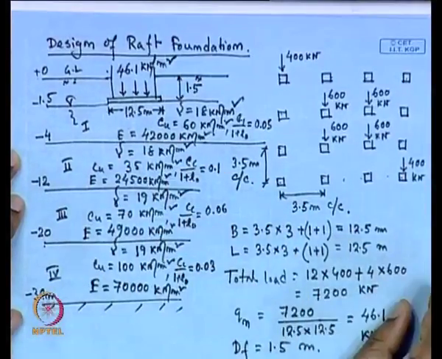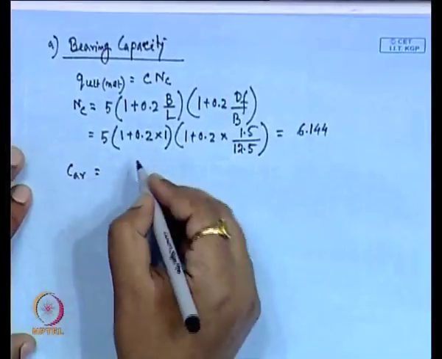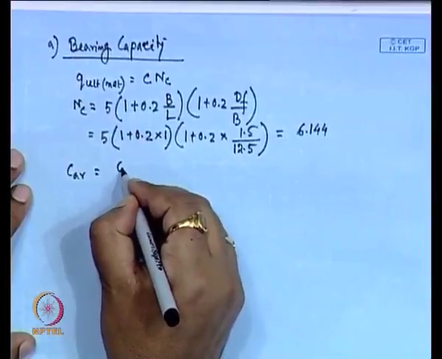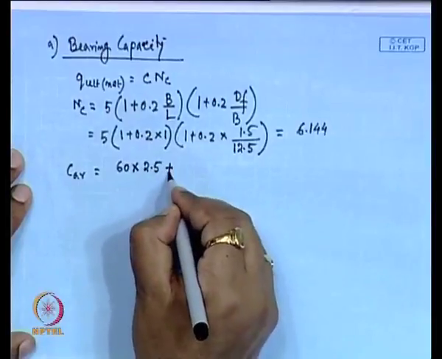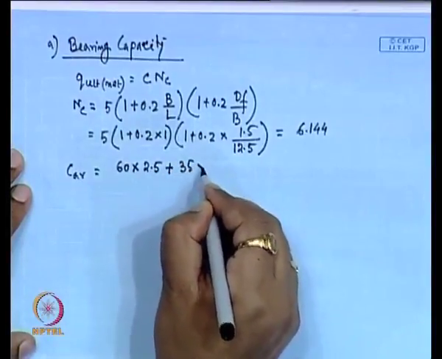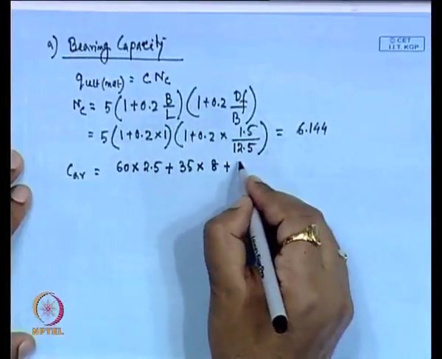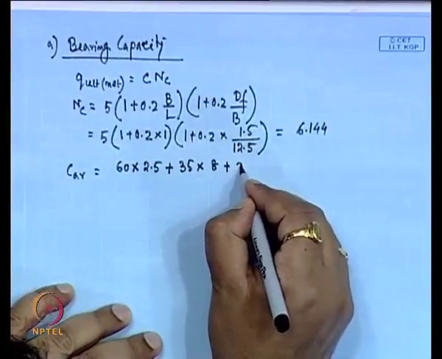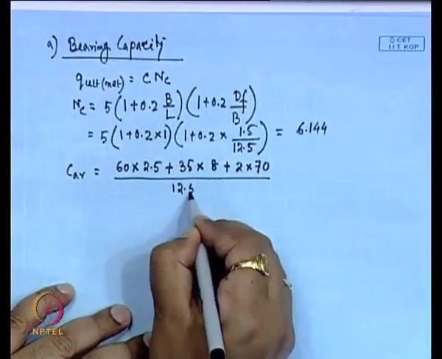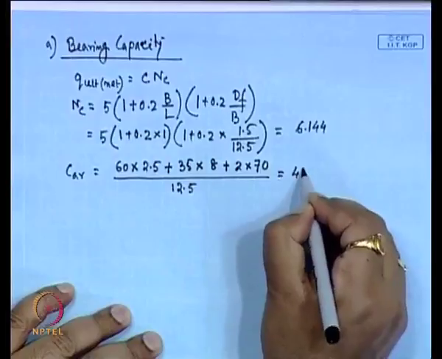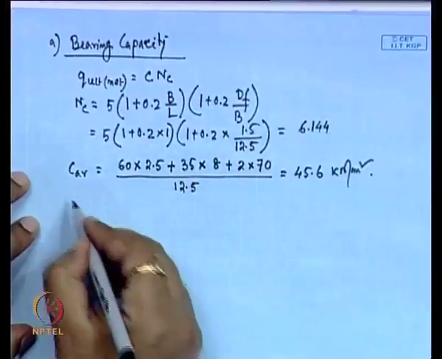Or we can take the weighted average. So, first we will calculate the weighted average CU, that means the C average value for the influence zone. For the first layer, CU is 60 and influence zone is 2.5 meter. Then the second layer is 35 and the thickness of the layer is 8, and up to B for the third layer, 2 meter we will consider, 2 meter into 70, and total width is 12.5. So, that is coming 45.6 kilonewton per meter square.